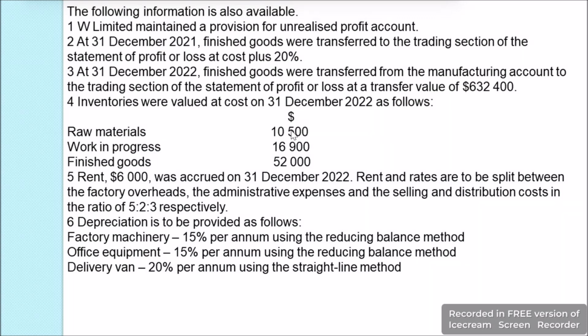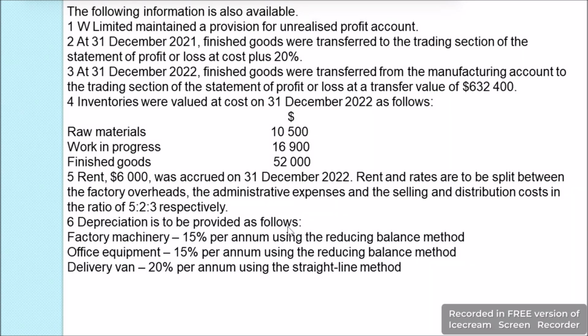The inventory was valued at cost at 31st December 2022 as follows: raw material $10,500, work in progress $16,900, finished goods $52,000. Rent of $6,000 was accrued at 31st December 2022. Rent and rates are to be split between the factory overheads, the administrative expenses and the selling and distribution cost in the ratio of 5:2:3 respectively.